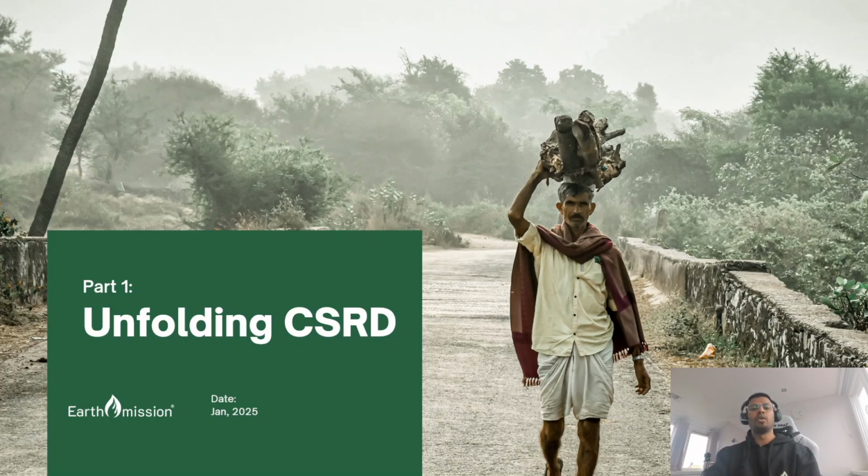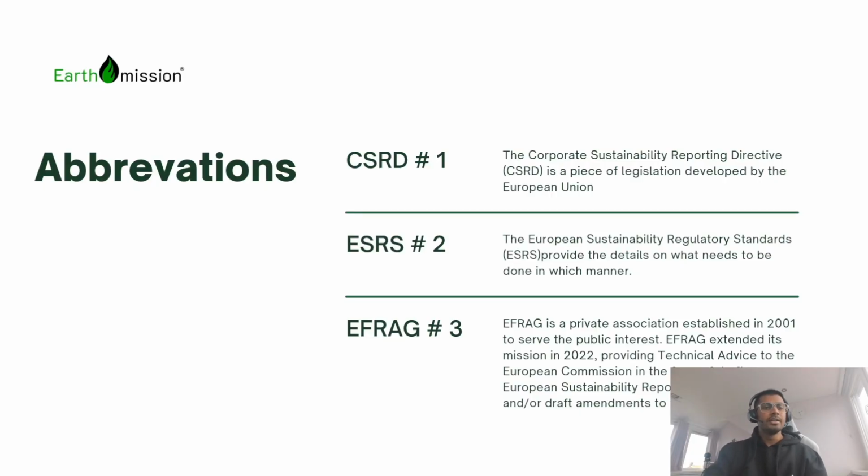Let's start with unfolding CSRD. It's always interesting to unfold these abbreviations to get to know the real definition behind them. So what is a CSRD? The full form of CSRD is the Corporate Sustainability Reporting Directive. I think this is something you already know. But what is it? It's a piece of legislation, developed by the European Union, the EU Commission in this case. So whenever we talk about CSRD, we need to understand that it's a legislation developed by the EU Commission.